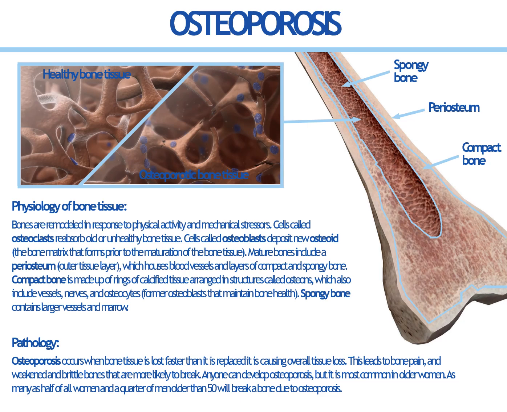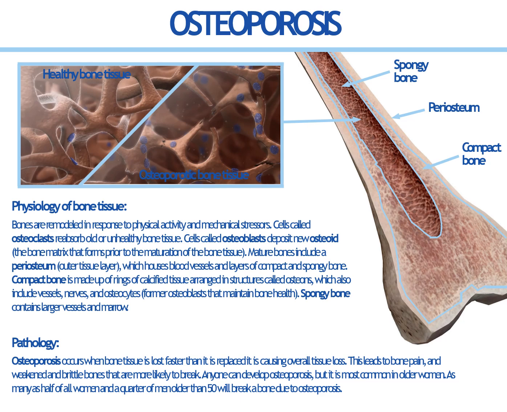Mature bones include a periosteum, which is the outer tissue layer, which houses blood vessels and layers of compact and spongy bone. Compact bone is made up of rings of calcified tissue arranged in structures called osteons, which also include vessels, nerves, and osteocytes, the former osteoblasts that maintain bone health. Spongy bone contains larger vessels and marrow.